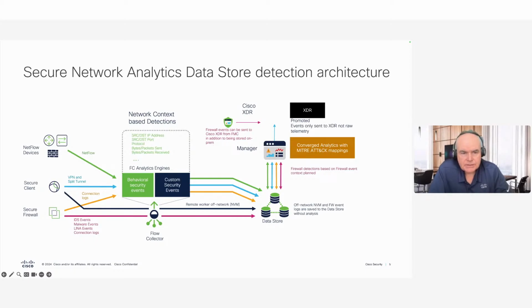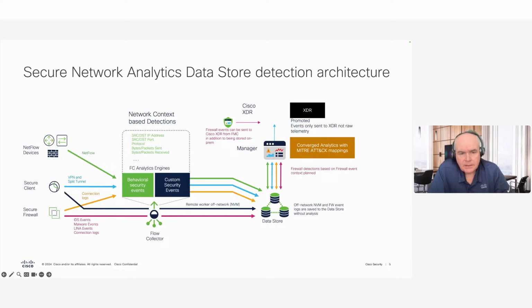Another interesting thing in this release is working with our Cisco Secure Firewall. So that's your FTD appliances, ASA appliances, for example. We're consuming the IDS events, the malware events, the connection logs, for example. They all get stored on the data store. But the interesting thing here is now in this version, with the connection logs that we see from the firewalls, we effectively convert that into NetFlow, and we then run it through the flow collector engine for analysis there and that behavioral security events green section you see. So that's kind of cool.